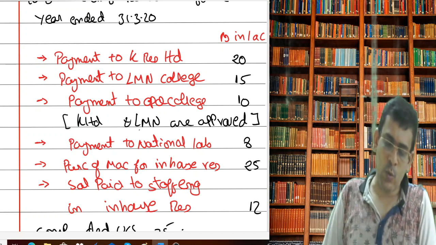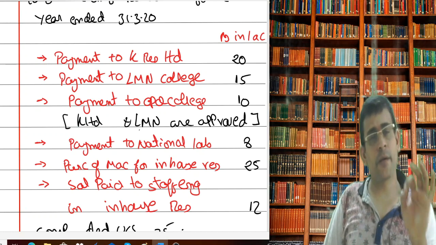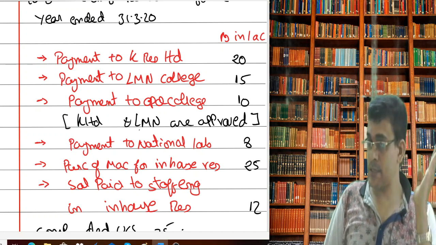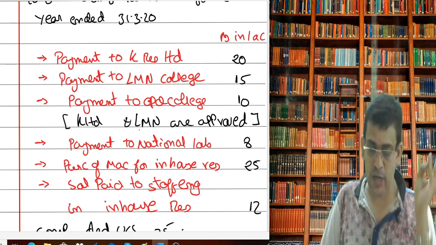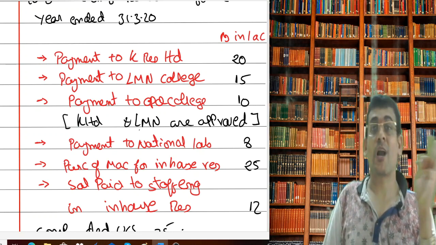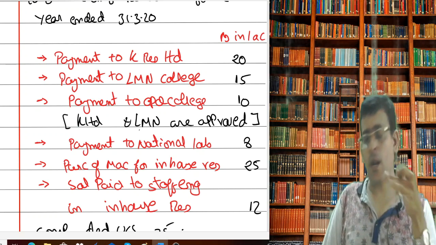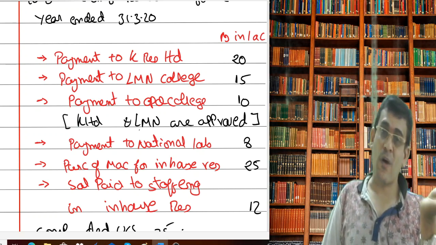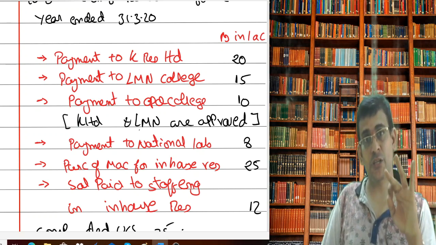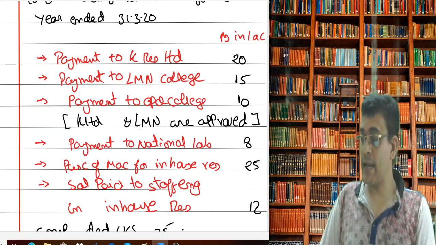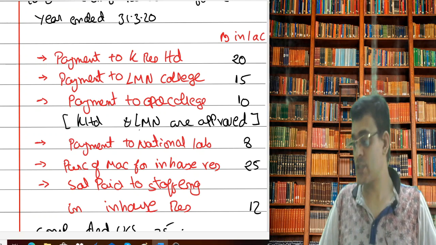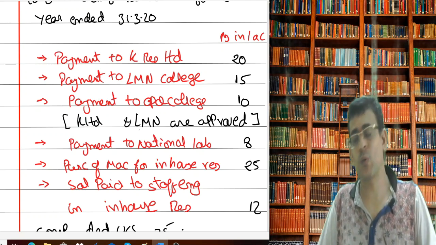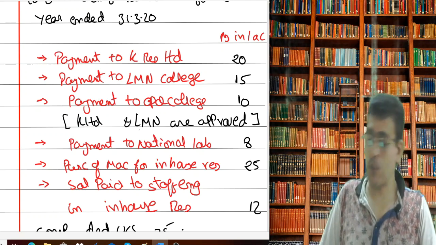Then payment to National Laboratory. You had made a payment to National Laboratory. Section 35 subsection 2AA says any payment towards a National Laboratory, university or IIT doing approved scientific research, 1.5 times of the expenditure is allowed as reduction. So here 8 lakhs is the amount paid, 8 lakhs into 1.5 times will be allowed as reduction in the case of contribution to National Laboratory under section 35 2AA.